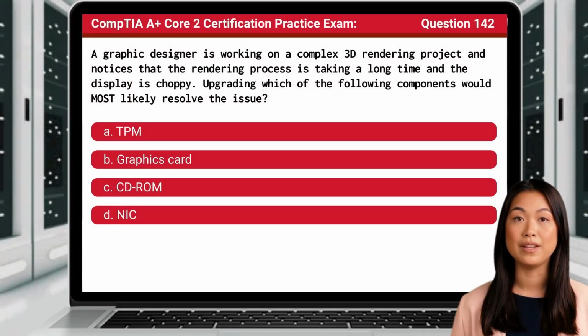Question 142. A graphic designer is working on a complex 3D rendering project and notices that the rendering process is taking a long time and the display is choppy. Upgrading which of the following components would most likely resolve the issue?